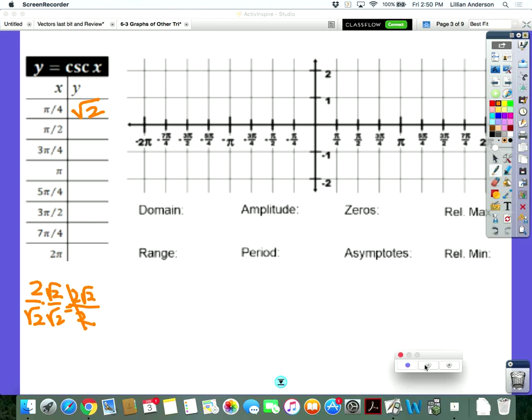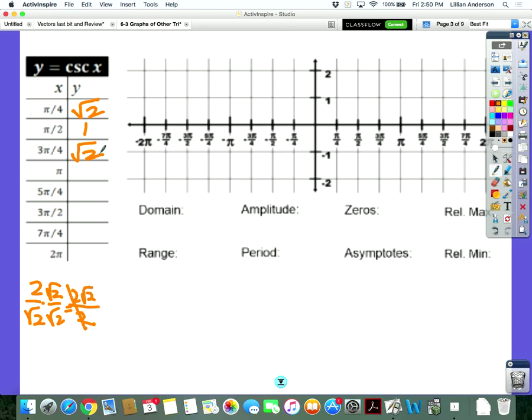What was the sine of pi over 2? 1. So if you flip that, that becomes what? 1 over 1, same thing. What was the sine of 3 pi over 4? Root 2 over 2. So if you flip it, it's going to be root 2.